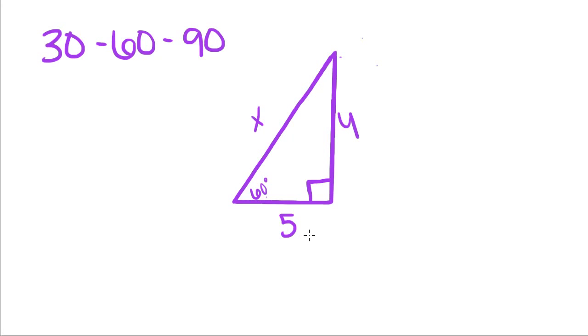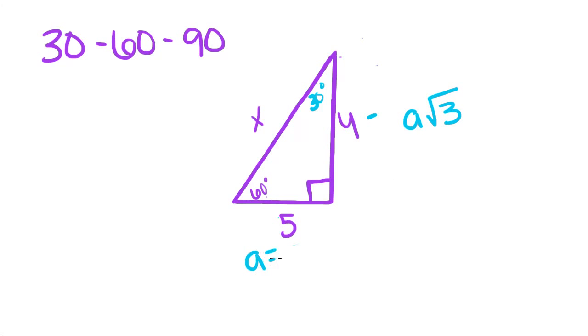So we know that this side is equal to 5. So that means that this angle is equal to 30 degrees. So the side opposite the 30-degree angle is 5. The side opposite the 60-degree angle, which is y, is equal to A square roots of 3.